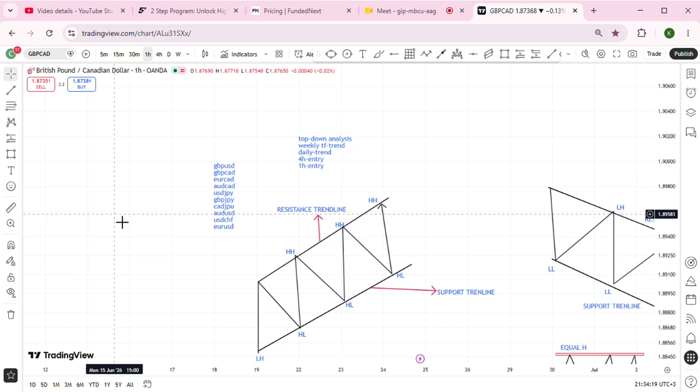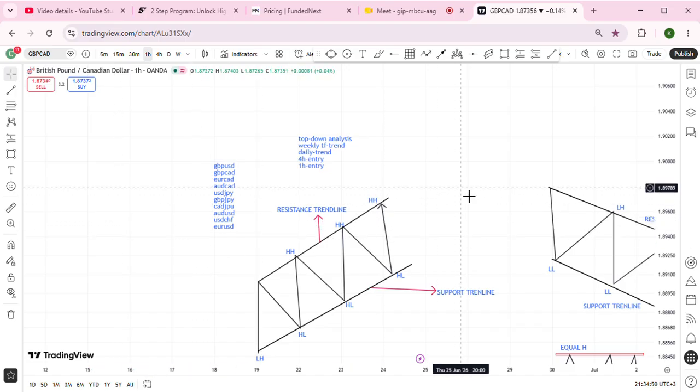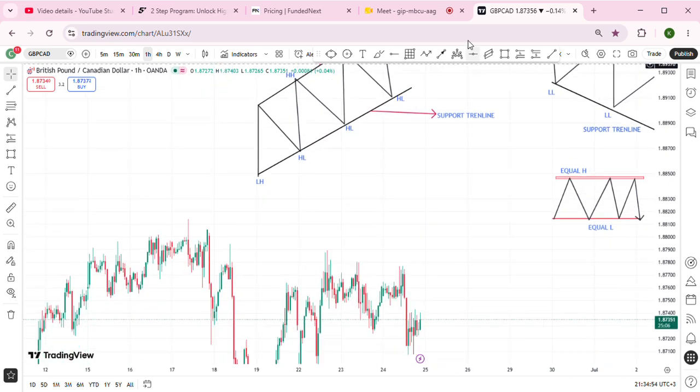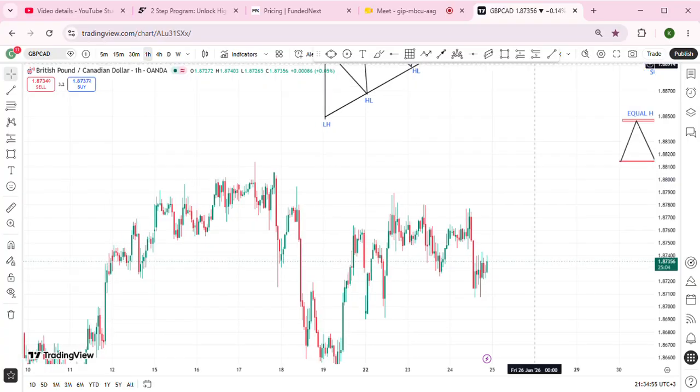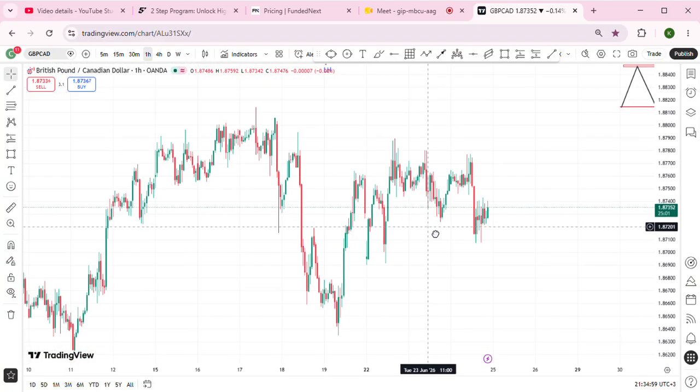So the first pair is GBP USD. The second pair is GBP CAD. The third pair is Euro CAD. The fourth pair is AUD CAD. Then we have USD JPY. We have GBP JPY, CAD JPY, AUD USD, USD CHF, and Euro USD. So make sure you have noted down those pairs. Now we are done with all this, we can now go to the real charts and see the practical part of it.